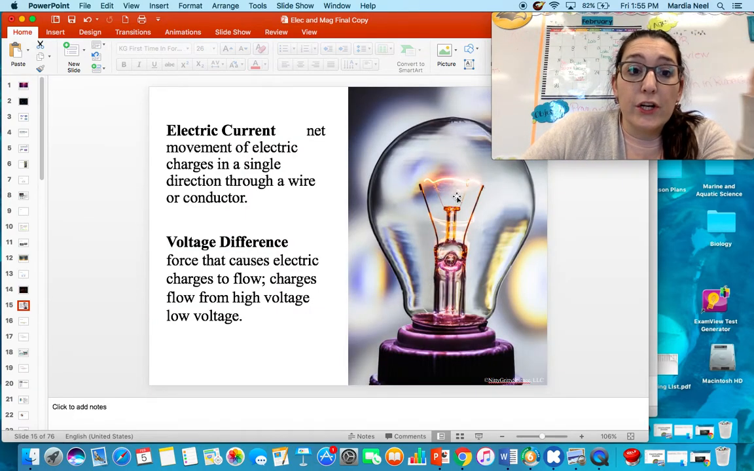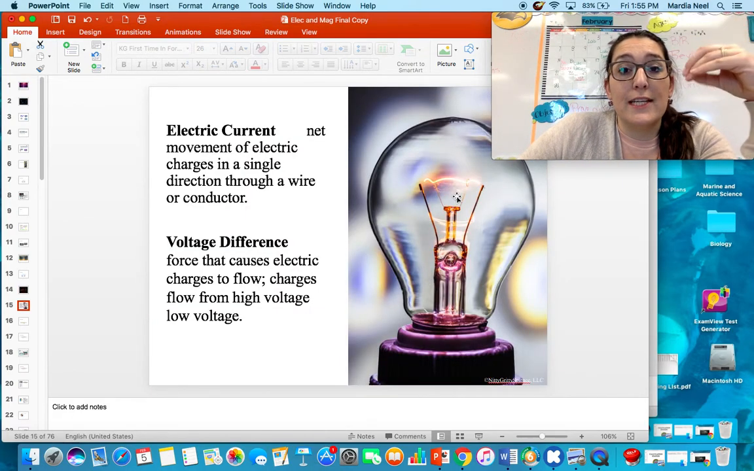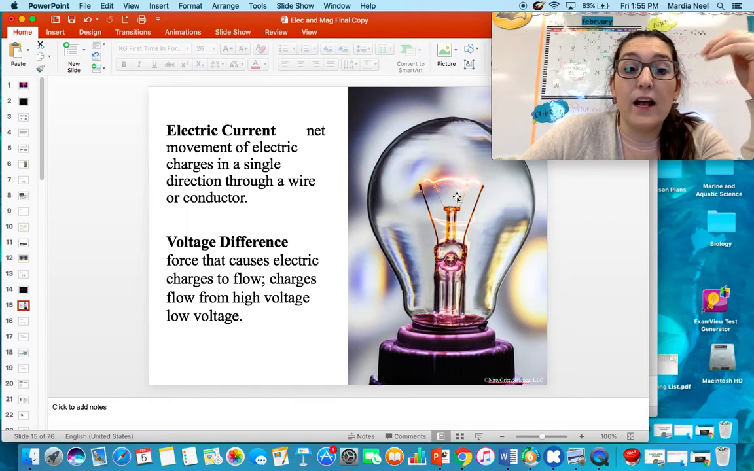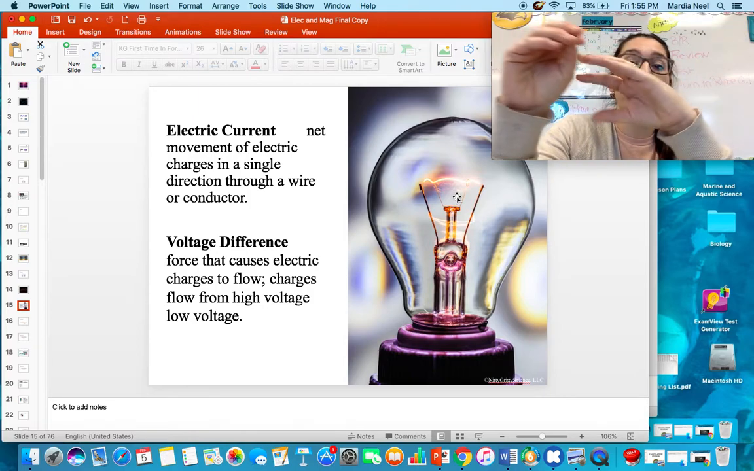So an electric current is the movement of electric charges in a single direction through a wire or something that is a conductor. The voltage difference is what causes that electric charge to flow. So it has to flow from something that's high to something that's low.